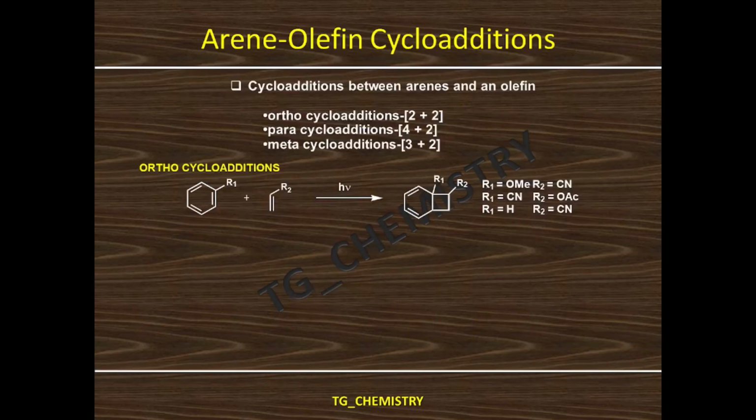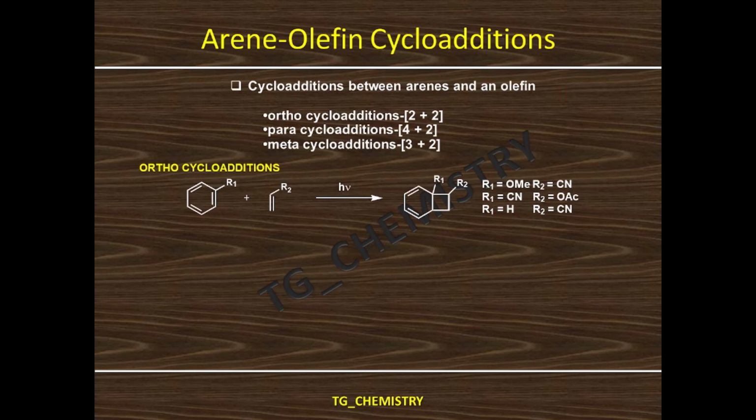The next important topic is arene olefin cycloadditions. Cycloadditions between arenes and olefins can have three possible modes of addition: ortho cycloadditions, which are commonly 2 plus 2 additions, para cycloadditions, 4 plus 2 additions, and meta cycloadditions, 3 plus 2 additions. I will talk about these three types and try to represent them by means of examples, and after that we will see a couple of problems regarding photochemistry based on diazoketones, and that will conclude the course of photochemistry.